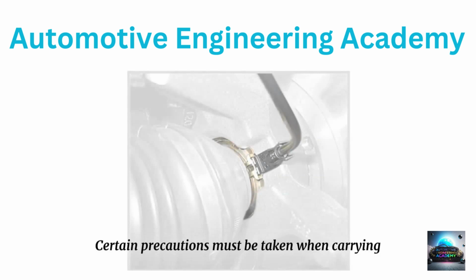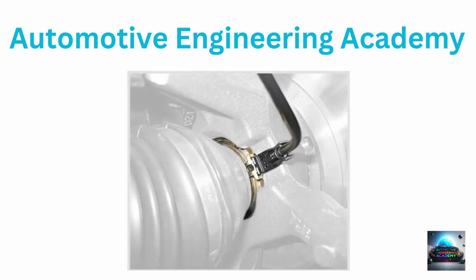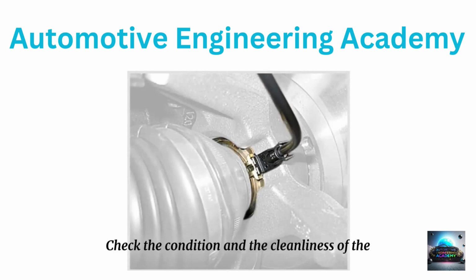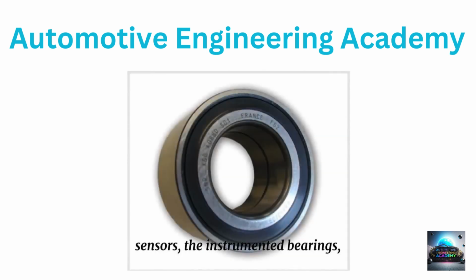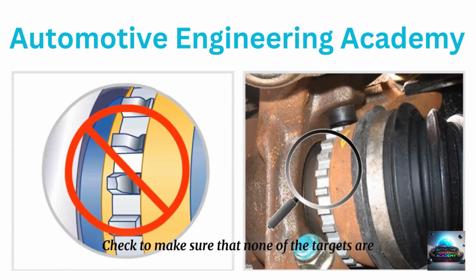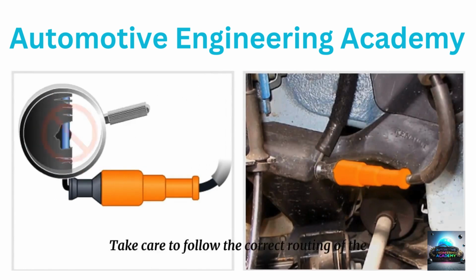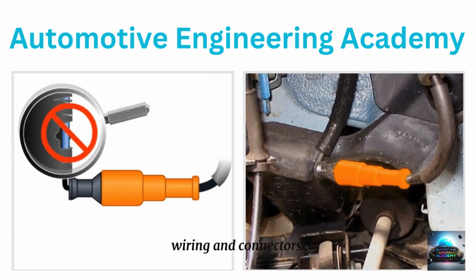Certain precautions must be taken when carrying out a repair on the ABS system. Check the condition and the cleanliness of the sensors, the instrumented bearings, and the targets. Check to make sure that none of the targets are damaged. Check the condition of the wiring and the cleanliness of the electrical connectors. Take care to follow the correct routing of the wiring and connectors. The reliability of the ABS system depends on this.